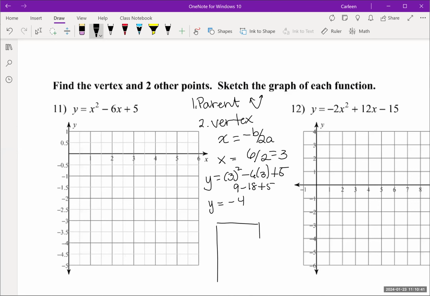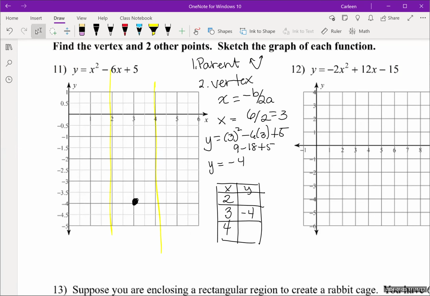Okay, table of 3 values surrounding the vertex. So the X value of the vertex is 3, the Y is -4. There's the vertex. Okay, let's go. 1 to the left is +2, 1 to the right is +4. Let's get the Y values.